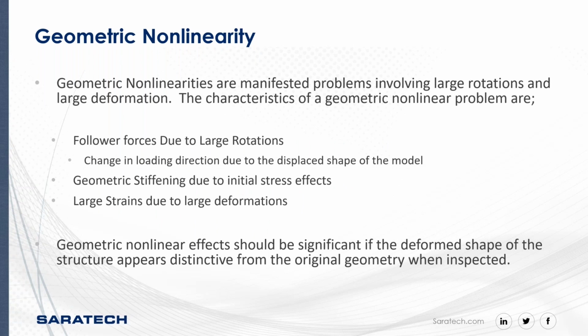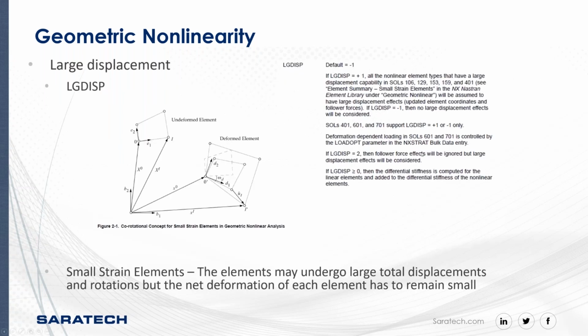So the first thing is geometric nonlinearity. It's problems that involve large rotations and large deformations. The most important thing is the model on the deformed shape of the structure appears distinct from the original geometry. You can turn on geometric nonlinearity with the large displacement parameter. This parameter is for small strain elements. The elements may undergo large total displacement and rotations, but the net deformation of each element has to remain small.